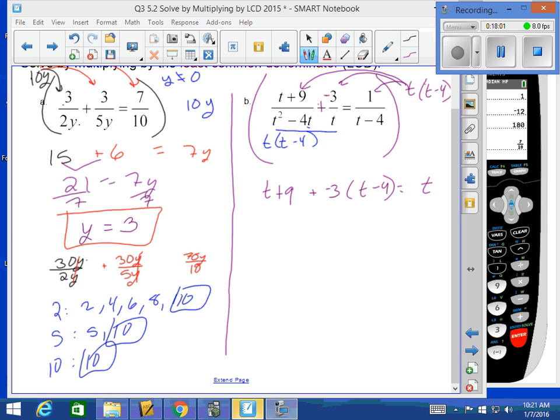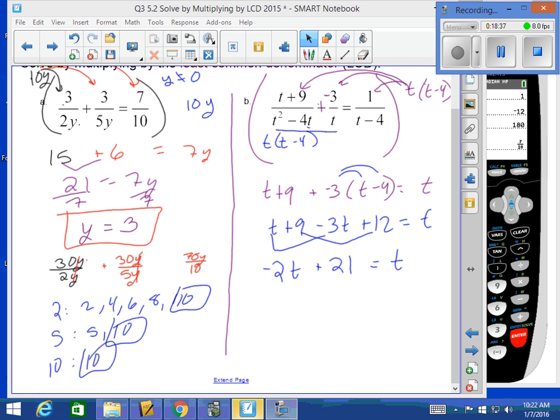Now I have an easier equation to work out. I just now need to simplify, combine like terms, isolate the variable. So distributing, I'll have t plus 9, and then negative 3 times t is negative 3t. Negative 3 times negative 4 is a positive 12 equals t. So I can combine the 1t and the negative 3t. So 1t minus 3t is negative 2t. The 9 plus the 12 would give me 21 equals t.